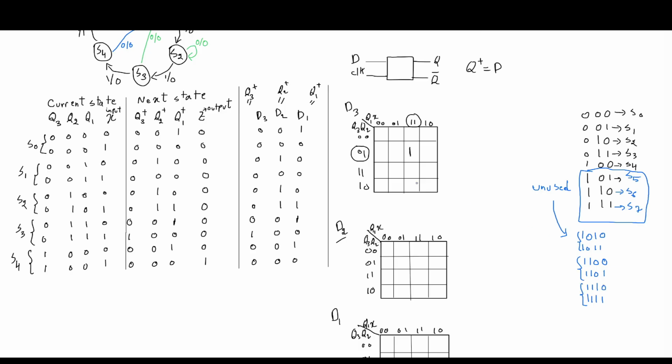Now these states in the K-map are treated as don't care about the value. It could be 0 and it could be 1. So first we have 1 0 1 0 in this row, and then we have 1 0 1 1 here. This is a don't care term. We have 1 1 0 0 in this location, don't care.